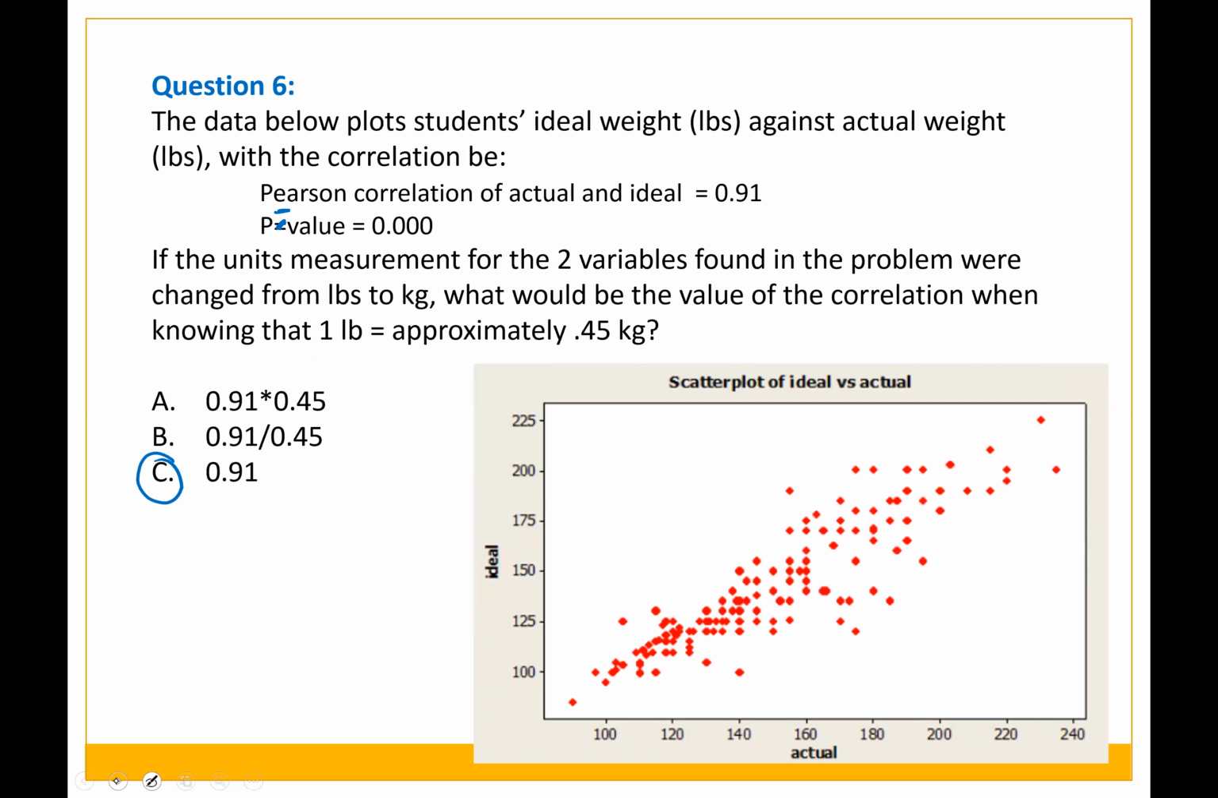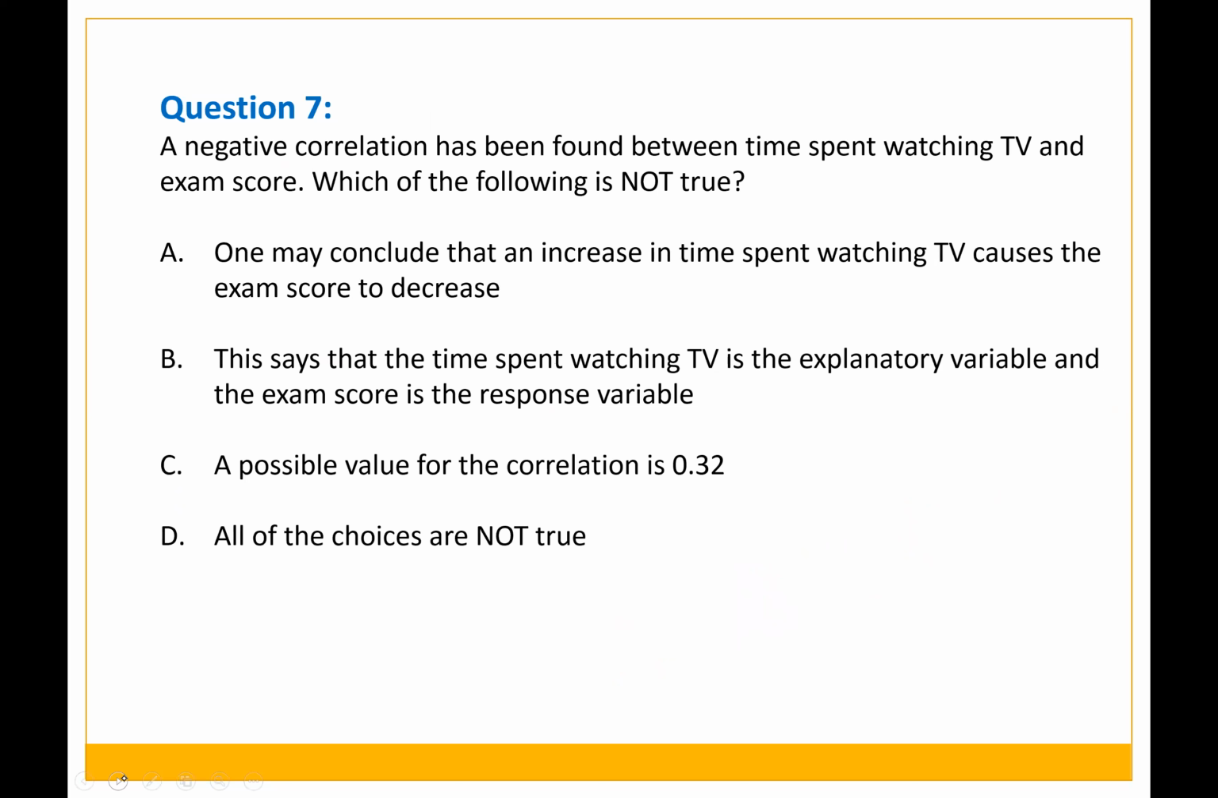Now we have the last question. Again, mute me if you want to work on it alone. A negative correlation has been found between time spent watching TV and exam score. Which of the following is not true? So a negative correlation between time spent watching TV and exam score means when one increases, the other one seems to decrease, which is not true.